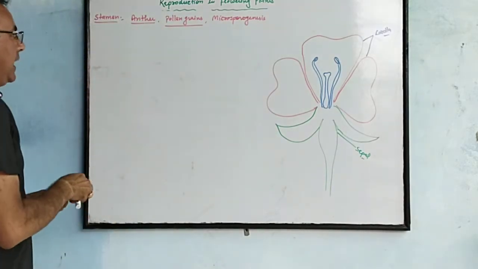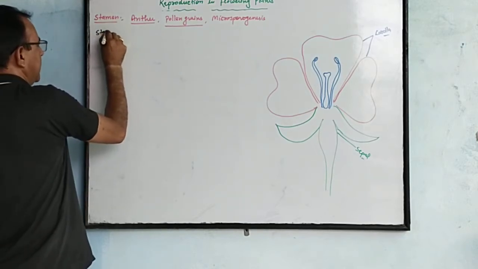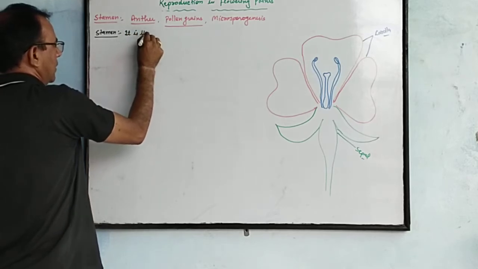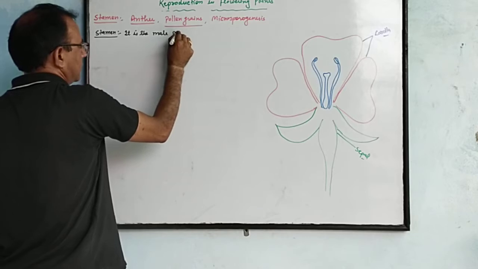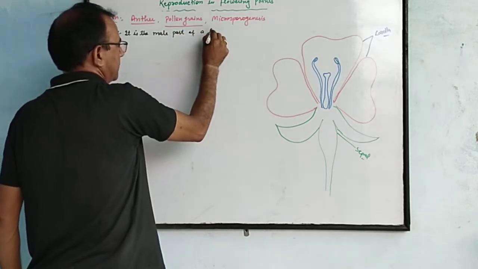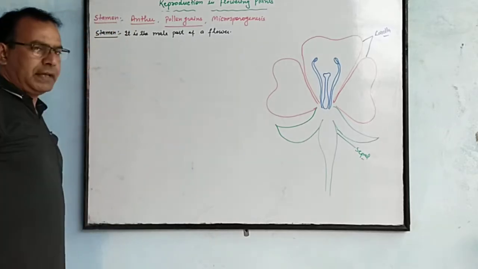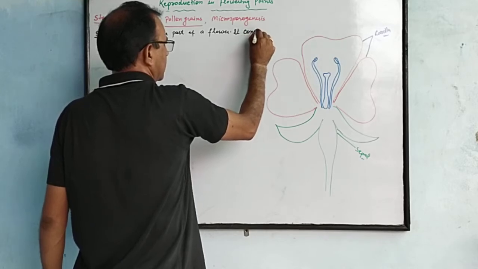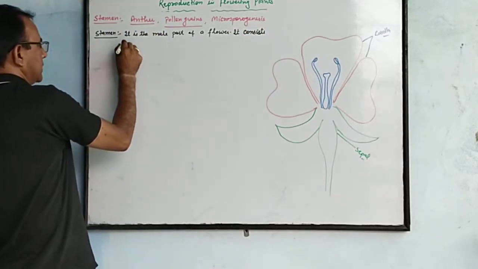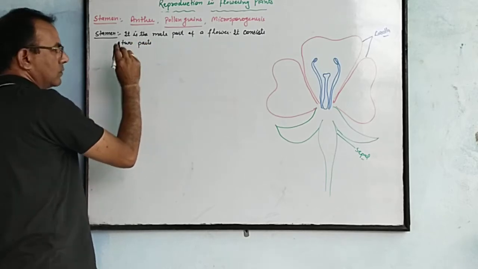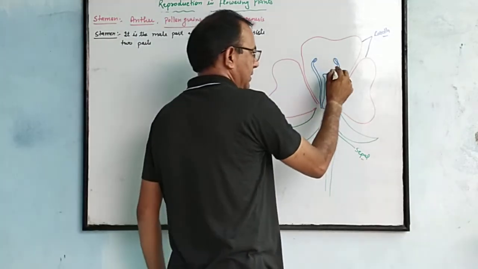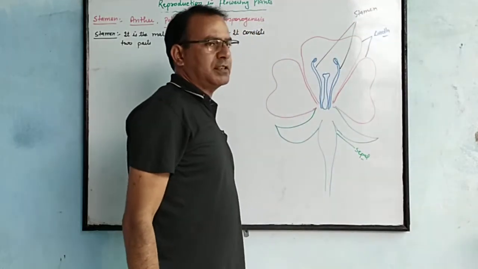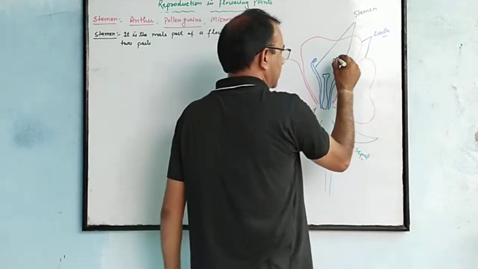Stamen, as we have discussed, is the male part of a flower. A stamen consists of two parts. These are the stamens, both are stamen, the male part. And a stamen consists of two parts. One is a bilobed structure. This is called anther.